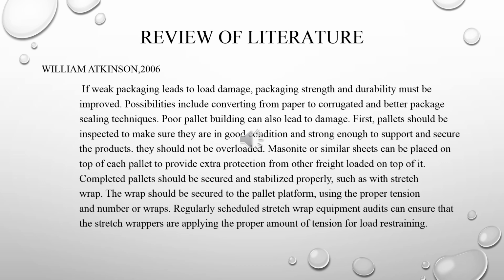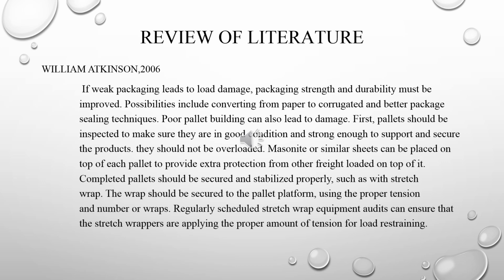Review of literature. William Atkinson, 2006. If weak packaging leads to load damages, packaging strength and durability must be improved. Possibilities include converting from paper to corrugated and better package sealing techniques. Poor pallet building can also lead to damage. First, pallets should be inspected to make sure they are in good condition and strong enough to support and secure the products. They should not be overloaded.